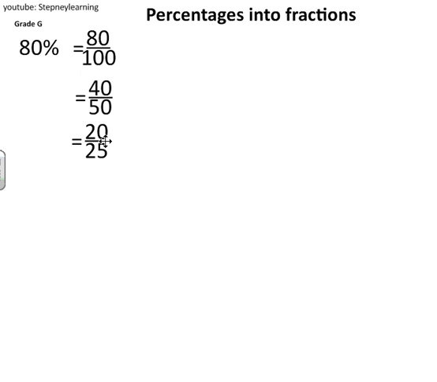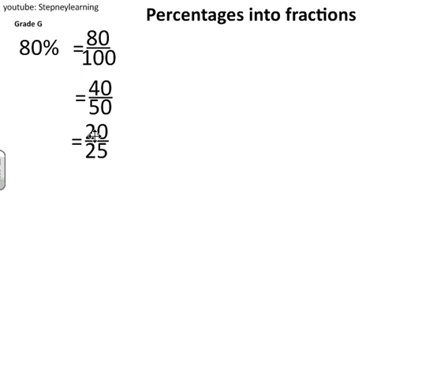Finally, can we simplify this anymore? Well, 2 doesn't go into them because 25 is not in the 2 times table. 3 doesn't go into both of them, and although 4 goes into 20, 4 does not go into 25. 25 is not in the 4 times table. Let's move on to number 5. Does 5 go into 20? Yes, 20 is in the 5 times table. Is 25 in the 5 times table?